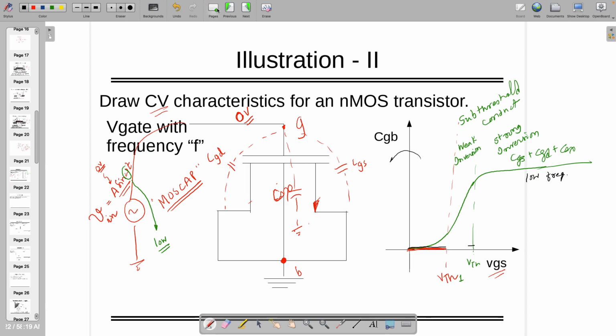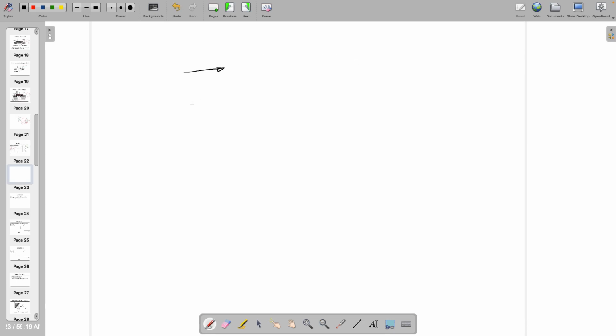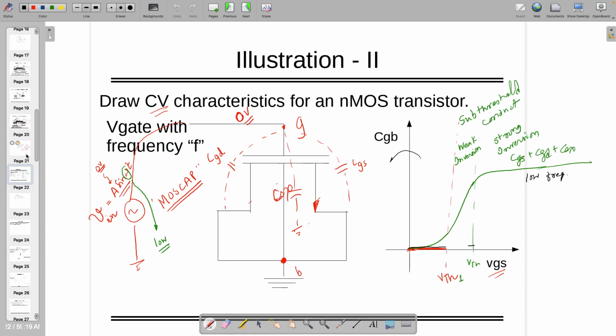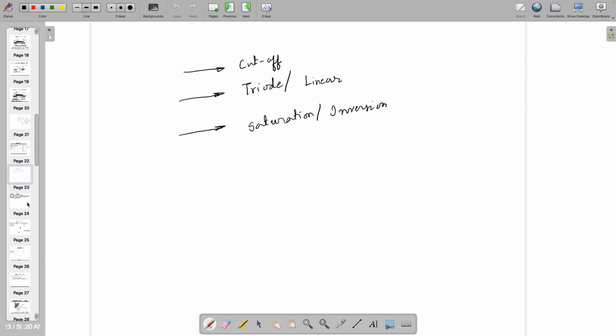So generally we are studying the following. What are the different regions of operation for a MOSFET? Let's say a very simple one, cutoff. Then triode. It has also another name, linear, because its characteristic is linear. What else? Saturation. Saturation has also another name, inversion mode of operation. Right. Just now we talked about it. So combining both of them, weak inversion and strong inversion, is known as saturation. But in principle, strong inversion equals saturation, and weak inversion equals subthreshold.